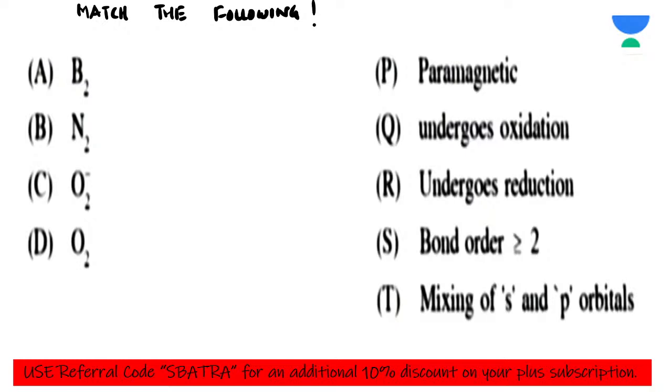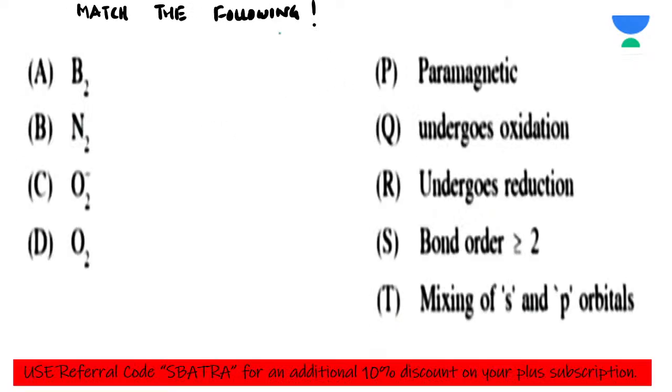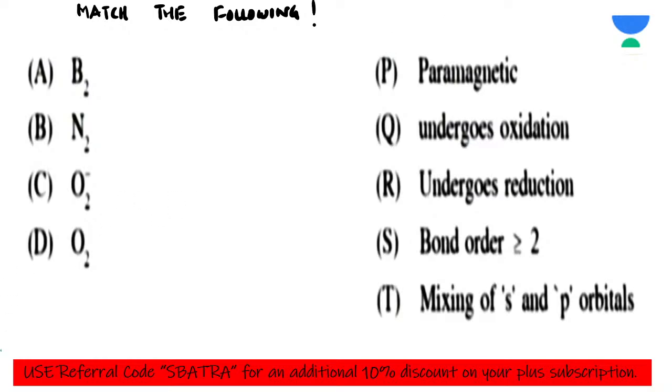See, the best approach to solve this question is, let's start solving this question. What we have to do over here is draw molecular orbital diagrams of these four molecules: B2, N2, O2 minus, and O2. So how are you going to draw molecular orbital diagrams of B2, N2, O2 minus, and O2? We have B2, then we have N2, O2 minus and O2. These four molecules we have over here. We need to draw molecular orbital diagrams of these four homodiatomic molecules.